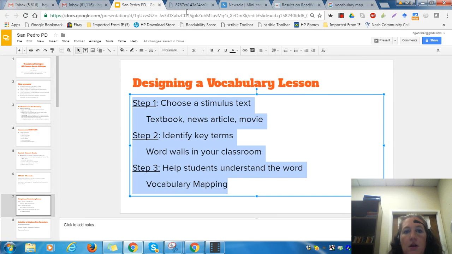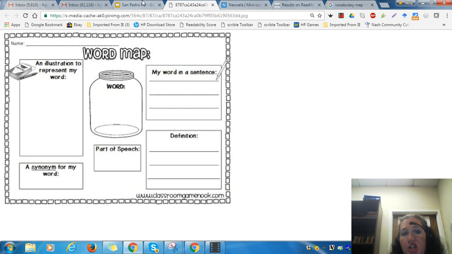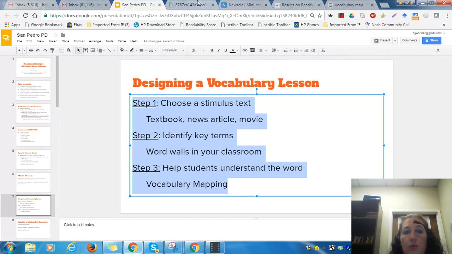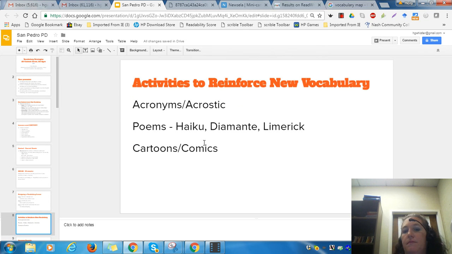Okay, so right now we're just at the point where we want students to understand the word. Now, students can get the definition from a dictionary, or you can have the students come up with their own definition. The point is, though, with the stimulus text, is for the students to hopefully use the text to help them figure out what the word means, to use that context.